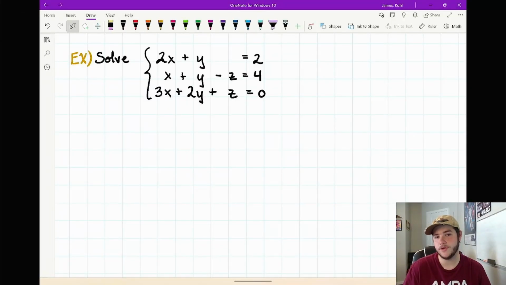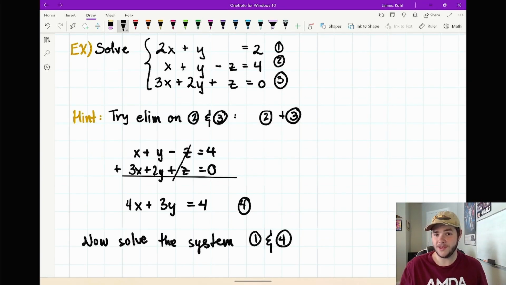But I've got one more for you guys to try. Go ahead and pause the video here to see if you can tackle it on your own. If you need a hint, let the video play a little bit longer. Ready for the hint? I tried elimination on equations 2 and 3 because I saw the z variables are already ready to go. So all I need to do is add equation 2 to 3, and I get this guy, 4x plus 3y equals 4. From here, I just need to solve the system of two variables and two equations, equation 1 and equation 4, this new guy that I've just made. Go ahead and pause the video here to see if you can take it from here.